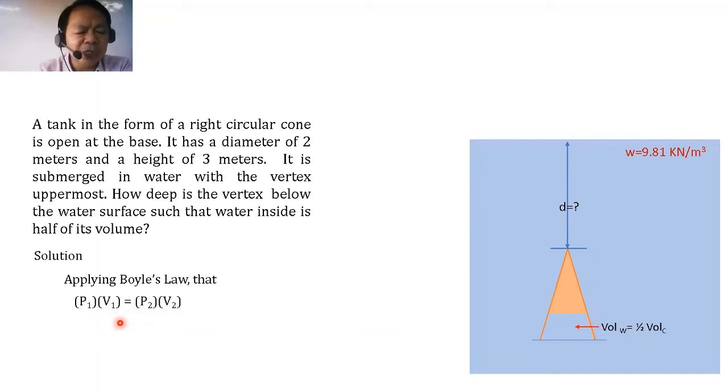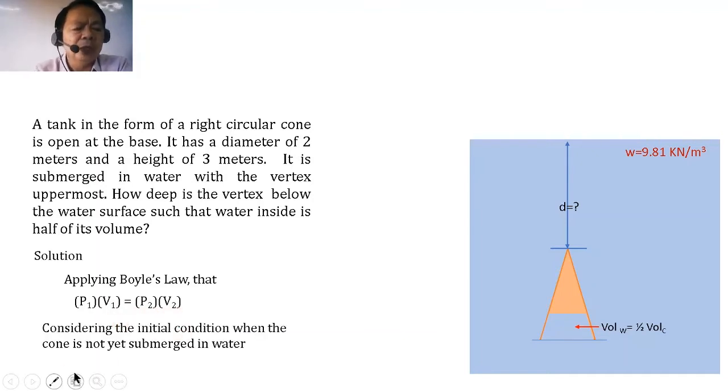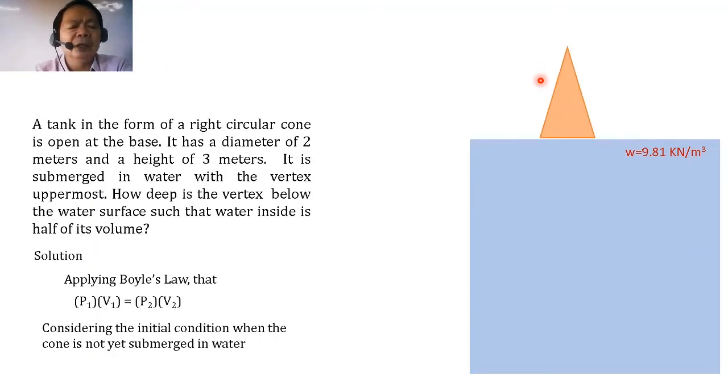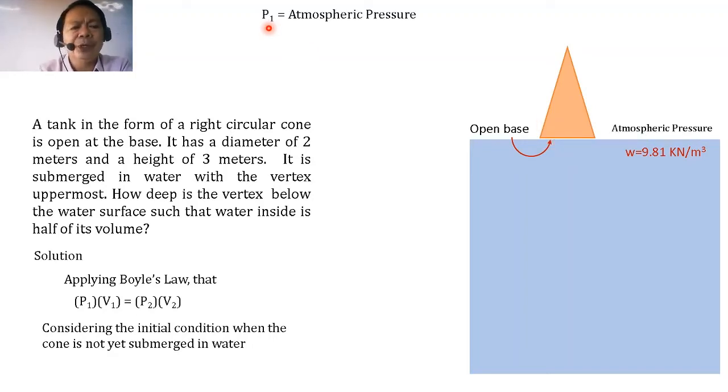Let us imagine the initial condition when the cone is not yet submerged in the water. It is still above the water. Let us show its condition again. It is open at the base, therefore we expect that the absolute pressure of the air inside is atmospheric. Hence P1 will be equal to atmospheric pressure, which has a value of 101.3. And the volume V1 is actually the volume of the cone.